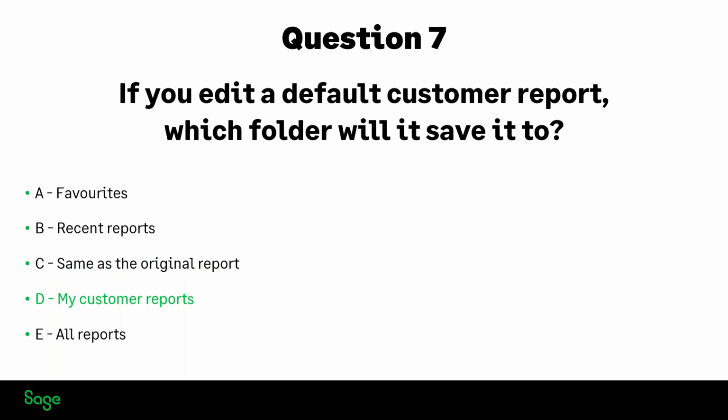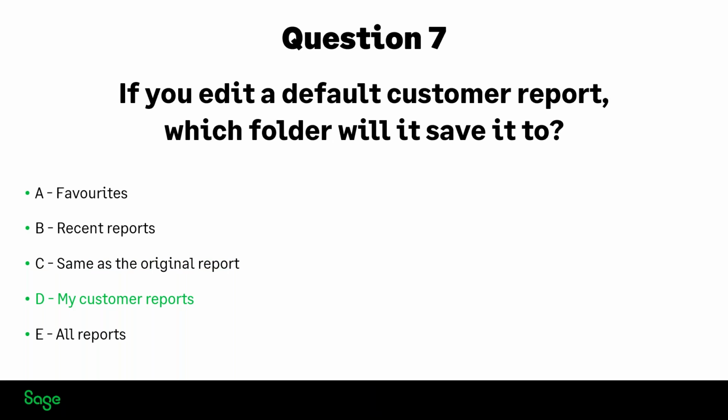Moving on to question 7, if you edit a default customer report, which folder will it save it to? It's the My Customer Reports folder, so we'll do that by default. So all of your ledgers that have a reports area, so customers, suppliers, nominal, bank, invoicing, so virtually all of them, if you edit a report and save it, it will save it into the My Customer, My Supplier, My Transactions, My Nominal reports, whichever ledger you're working in. So that's the default. It doesn't have to be saved to there. You can override that if you wanted to.